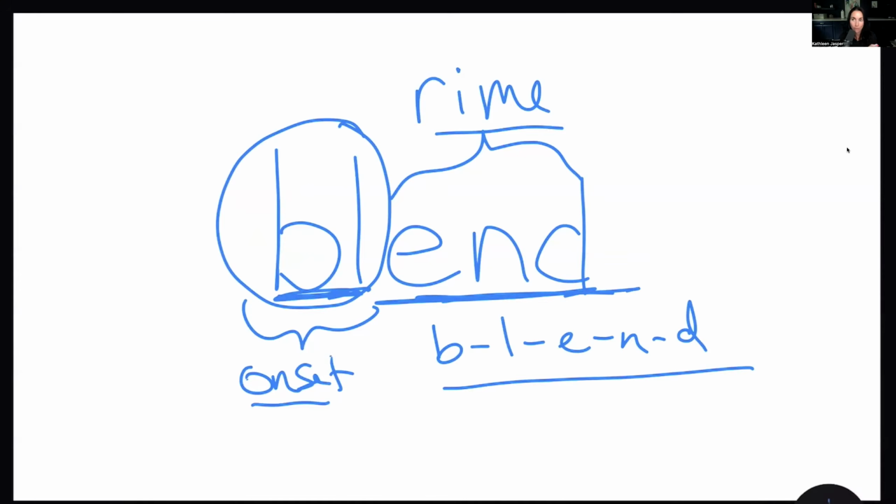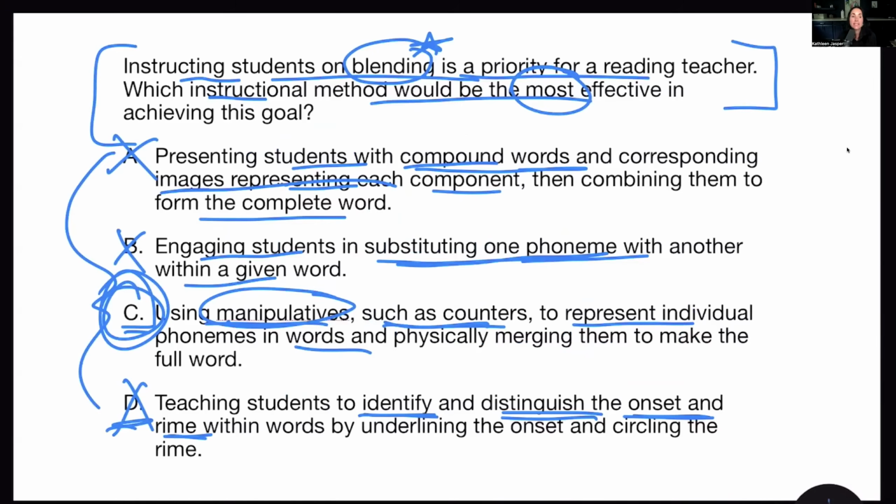Just a little extra there for your test. You will be asked those questions. But in this case, we're not blending here. We're actually breaking up the word. When you break it up by onset and rhyme, you're not blending b and l and end, blend. You're actually segmenting this word in two. So this is not your answer, but I just wanted to explain it for you. So D would be out, making C the best answer.